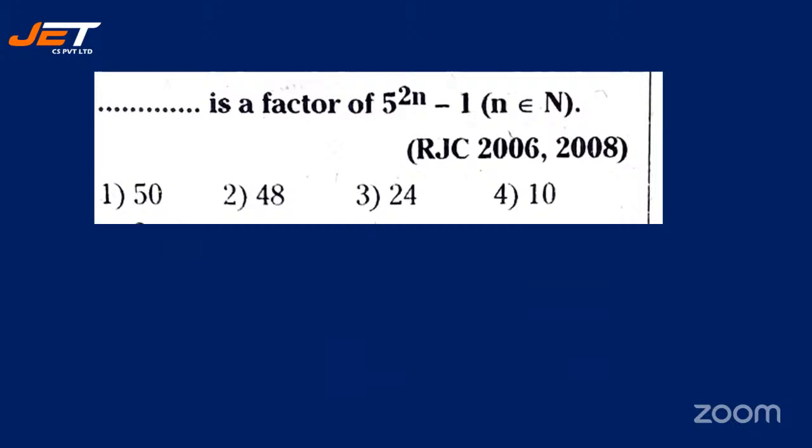Dash is a factor of 5 to the power 2n minus 1. So it should be 24. Okay. All right.